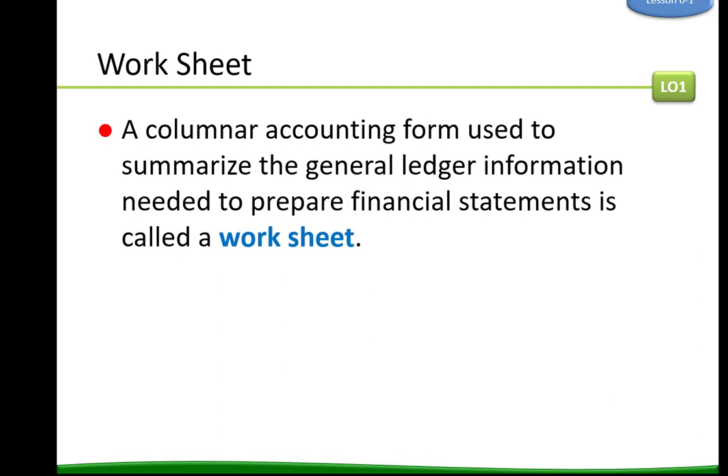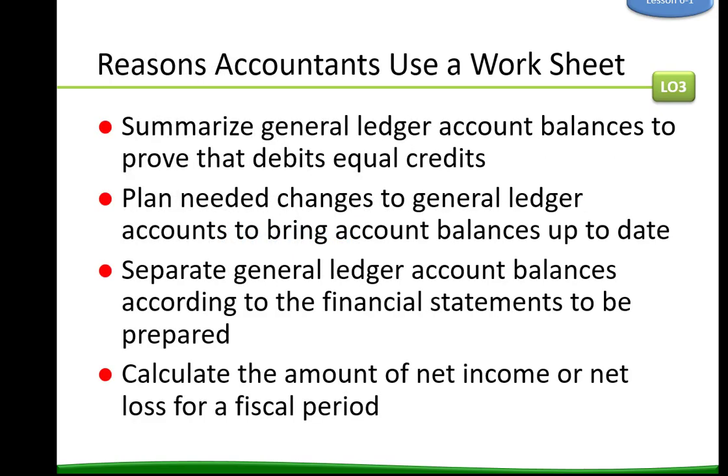The column or accounting form used to summarize the general ledger information is a worksheet. We're going to use it to help us, it's the more basic one, for when we have a sole proprietorship. It's going to help us summarize where everything is, the debits and credits, and also it's going to help us see what needs to be updated. We're going to have some adjustments that maybe need to be done, and then we'll do the account balances according to those statements.